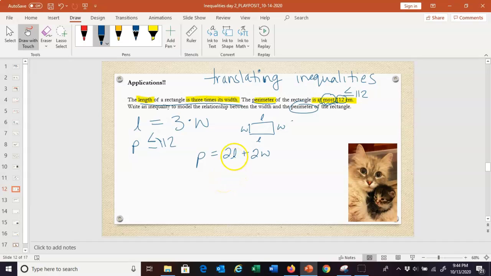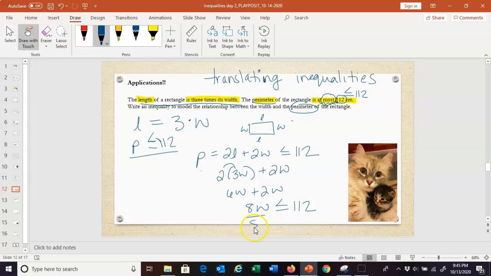All right, let's plug in what we know. We know L. So L is 3W, right? Plus 2W. Now let's simplify this. 2 times 3 is 6, so 8W. Oh, I forgot. We'll do less than 112. We should write this here, right? Because the perimeter should be less than or equal to 112.